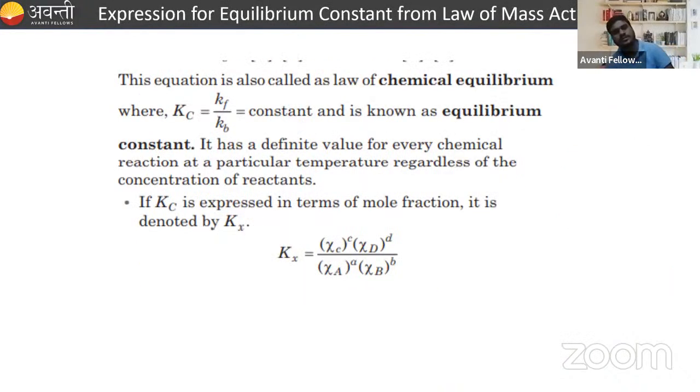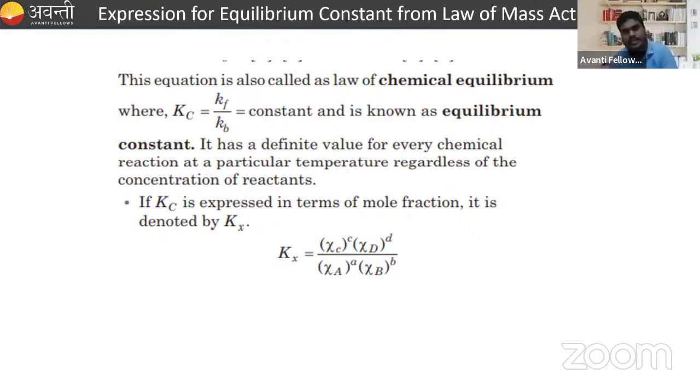This equation is also called the law of chemical equilibrium, where Kc is equal to Kf over Kb, a constant known as the equilibrium constant. It has a definite value for every chemical reaction at a particular temperature, regardless of the concentration of the reactants. Now, if Kc is expressed in terms of mole fraction, it is denoted by Kx.